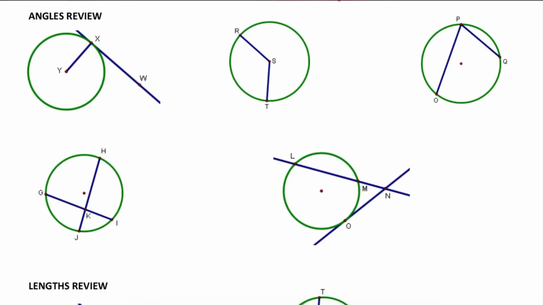Let's talk about angles next. Here we have a radius that's meeting up with a tangent line. And we learned that a radius always meets a tangent line at a nice 90-degree angle, a right angle. Here we have an angle where the vertex of the angle is the center of the circle. We call that a central angle. And how is that related to the measure of the arc? We say that the central angle is equal to the measure of the arc.